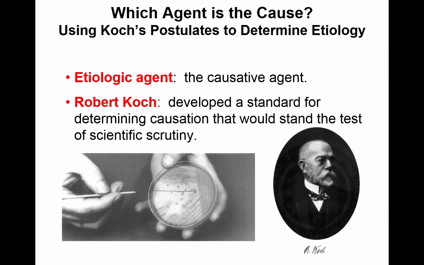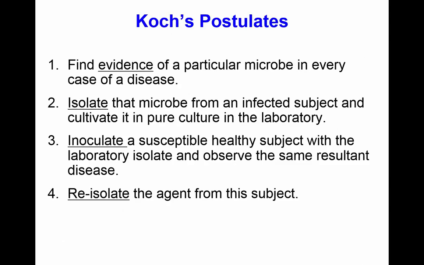The last thing that's mentioned in your chapter is determining what's the causative agent, what's the etiological agent. And Robert Koch developed these postulates which is the standard for determining what causes the disease. You may remember him from that scientist crossword that you did the very first of the semester. But you do need to know these 4 postulates.